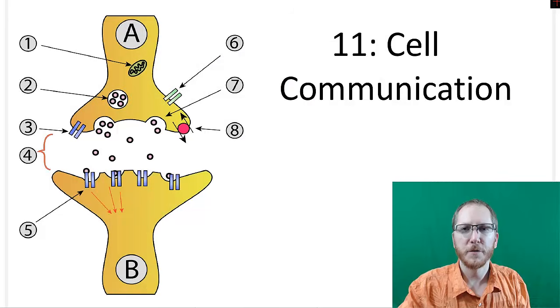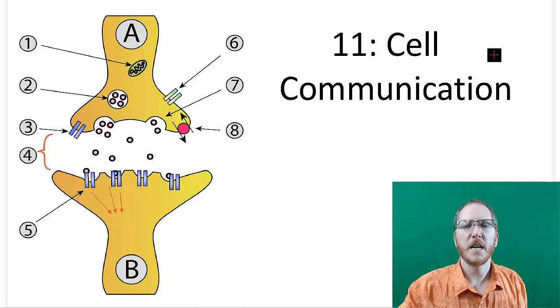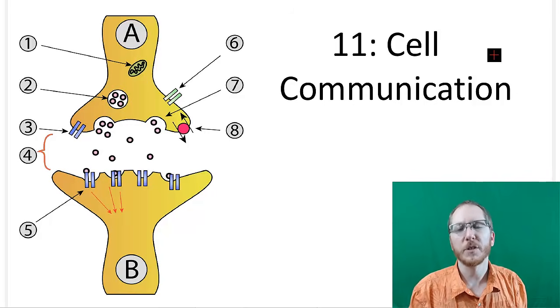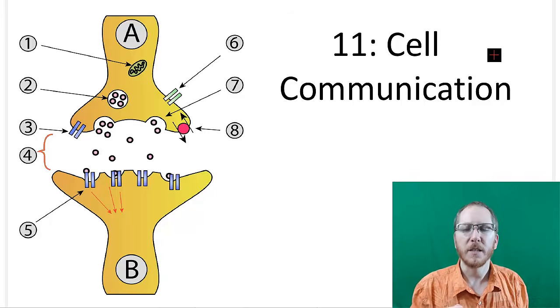Welcome to the first part of Chapter 11. Chapter 11 covers cell communication. So this is the idea that especially in multicellular organisms, we have to coordinate what's going on. And we do that using cell signals. So these will be chemicals that disperse through our body to let us know what's going on.